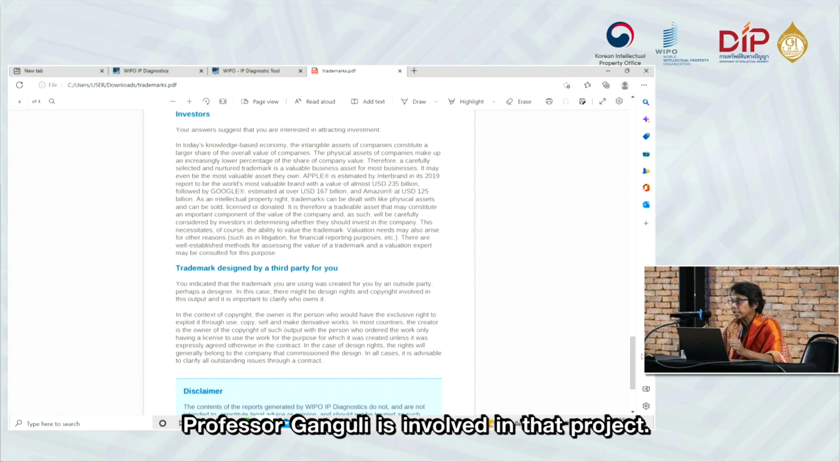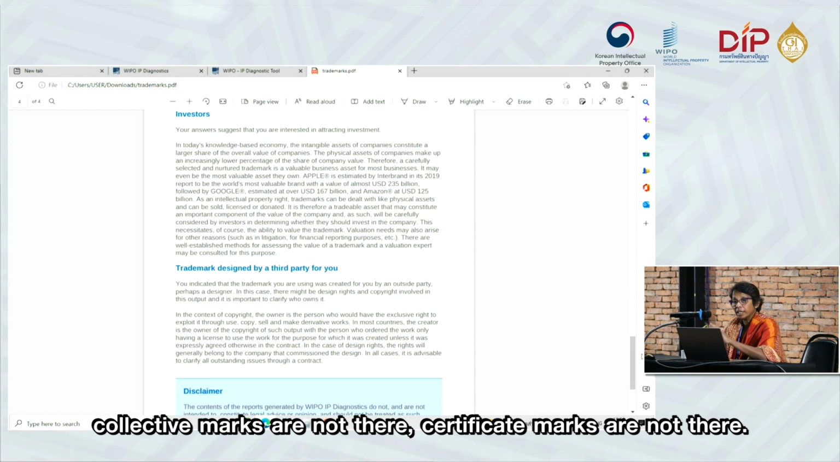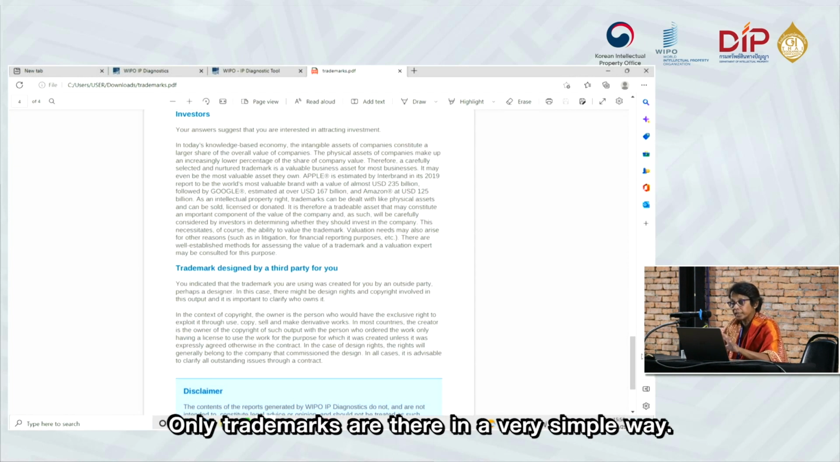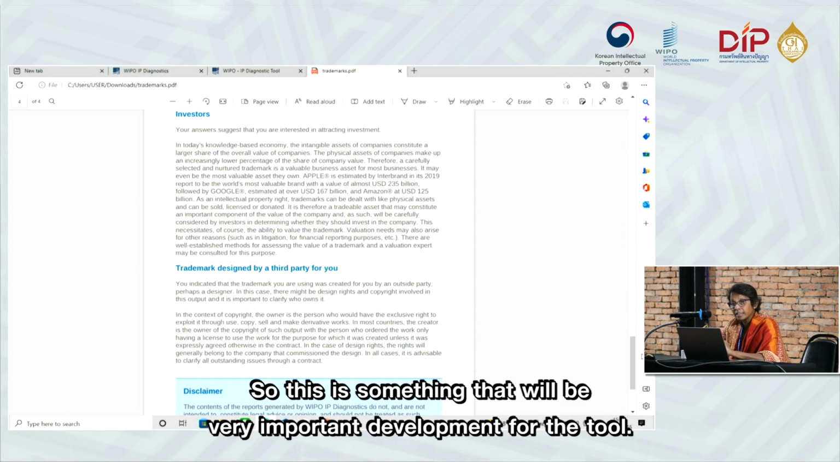Professor Ganguly is involved in that project. And as you can notice in this tool, GIs are not there. Collective marks are not there. Certificate marks are not there. Only trademarks are there in a very simple way. So we are hoping together with India to develop on GIs. So this is something that will be a very important development for the tool.